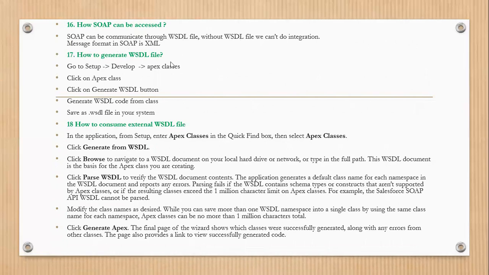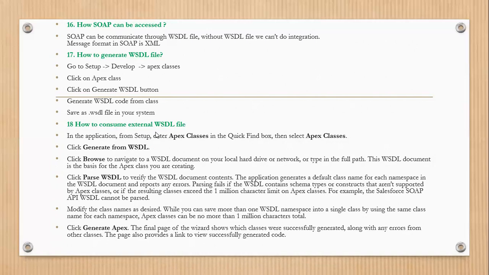Next question: how to generate the WSDL file? Go to Setup, Develop, Apex Classes. Click on the Apex class. Click on the Generate WSDL button. It generates the WSDL code. Then from the class, save it as a WSDL file and use it in any system.